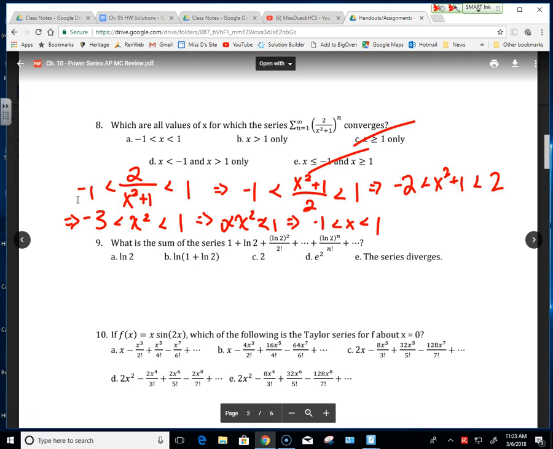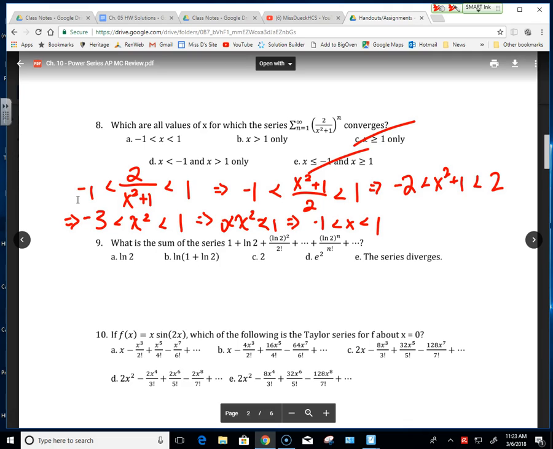Does anybody see a dilemma? What did I just plug in? What happened? It was false. So where'd the math go wrong? Plug in 0. My answer right here says 0 is a possible answer. Plug in 0 though. 2 over 1 is 2. 2 is not in between -1 and 1.